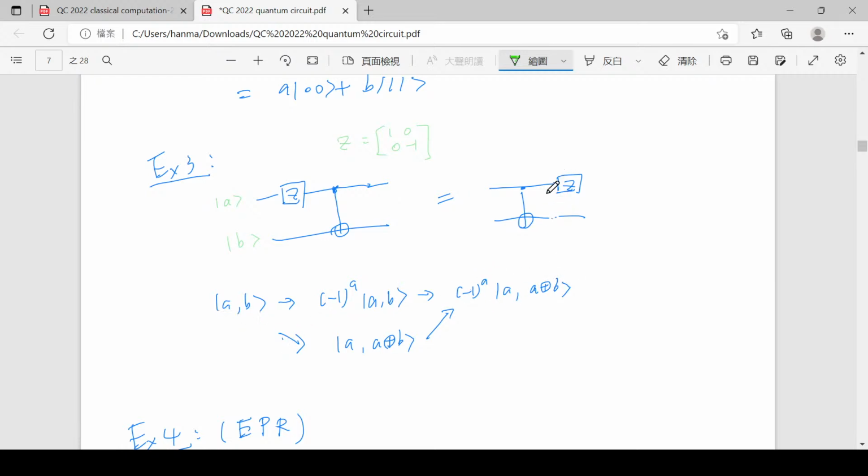And if it's this circuit, then it goes in a different order. AB, apply C naught, becomes A and A plus B. Then you apply Z gate on the first qubit, and you also get this minus 1 to the A back. And before you have a break, you can think about whether it is also true that if you apply Z on the second qubit, this is equal to this thing?